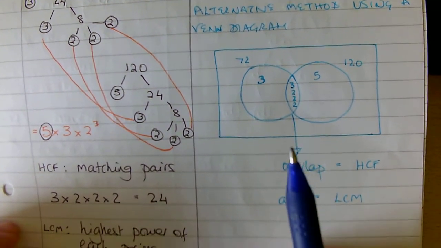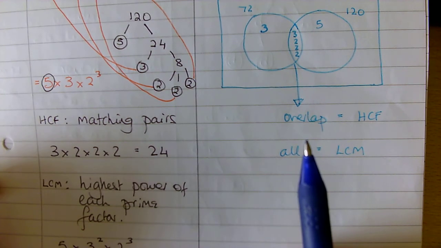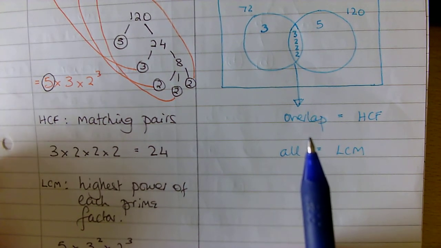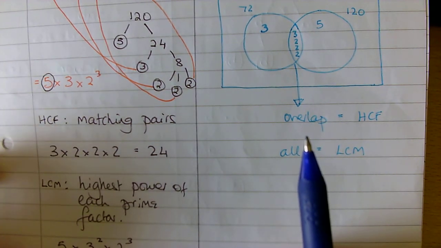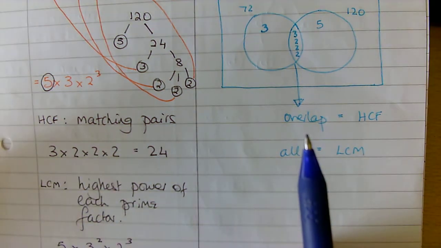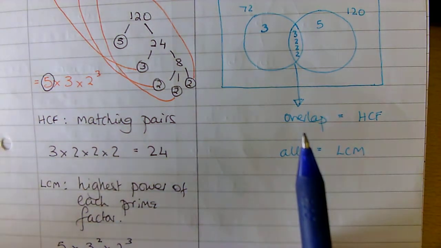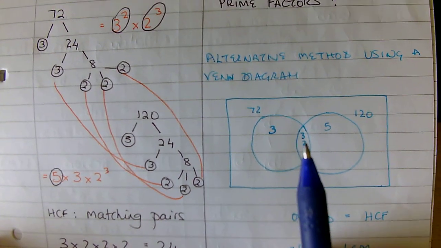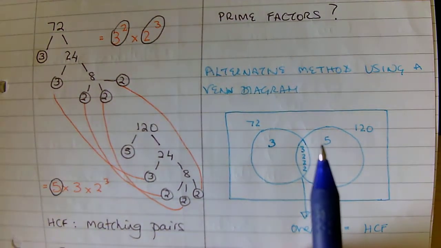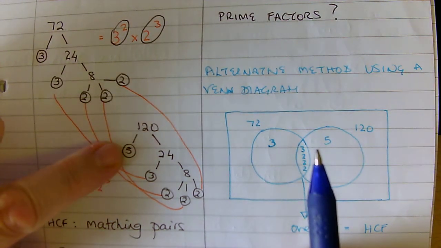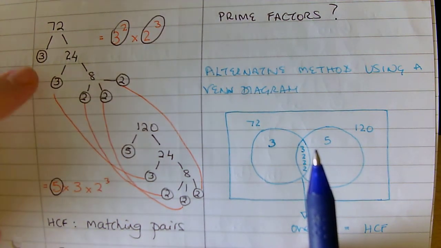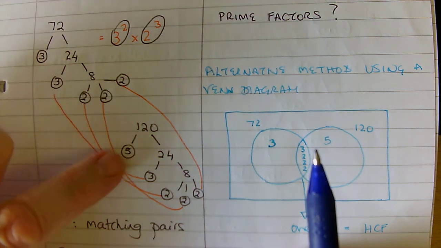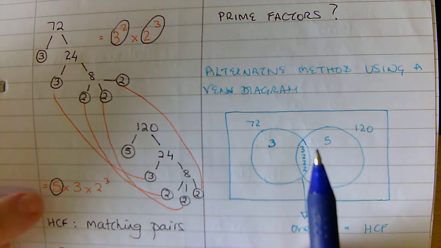Now to find the lowest common multiple, we look for the highest power of each prime factor. So regardless of which number the prime factors come from, we look for the highest power of each. So going back to the diagram, we have 5, and it occurs just as a single 5. It doesn't occur in this one, so the highest power of 5 overall is just 5.